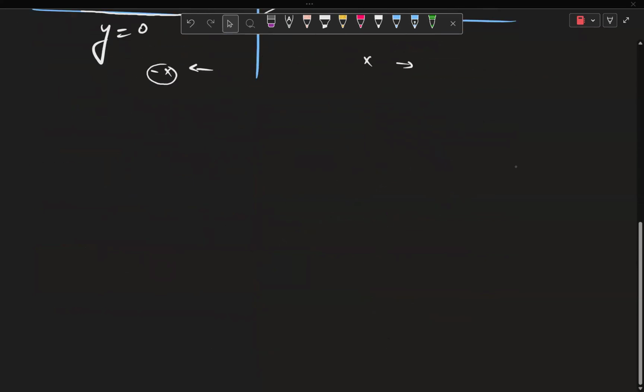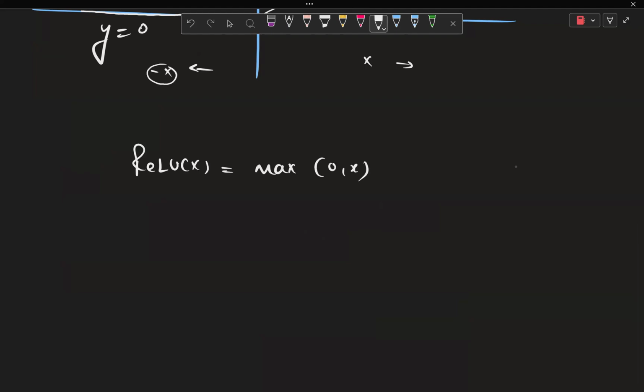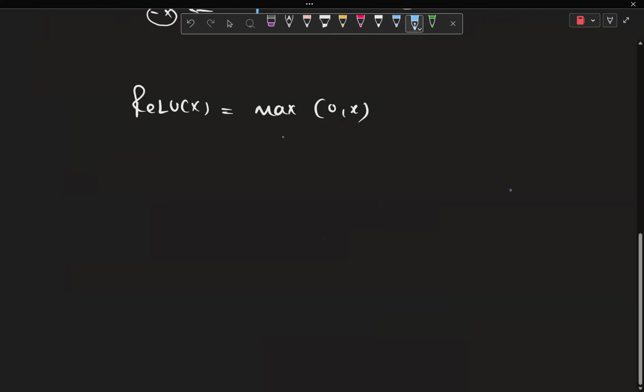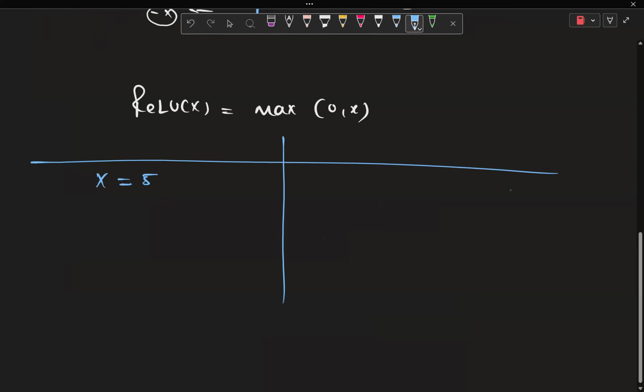Now, guys, your formula is ReLU equals max of 0 comma x. How can you understand this formula? Listen, let's say your x value is 5. What is your y? Maximum of 0 comma x. In place of x, what do you put? 5. What is the maximum of 0 comma 5?